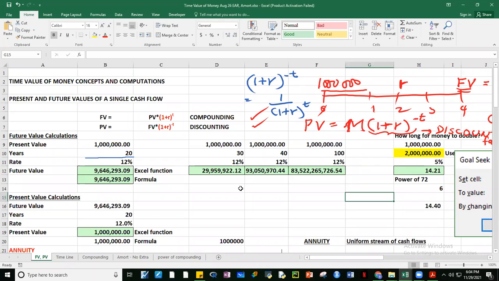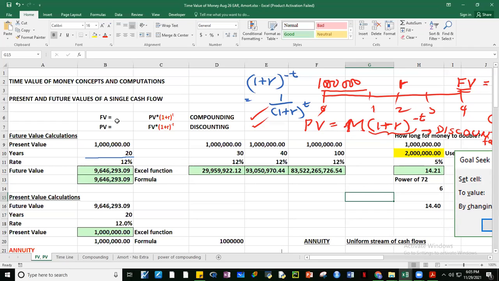So in Excel, you can compute for the future value, the present value. You can compute for the annuity. You can compute for the rate. You can compute for the number of periods. Excel is quite powerful as far as computations of these measures is concerned.